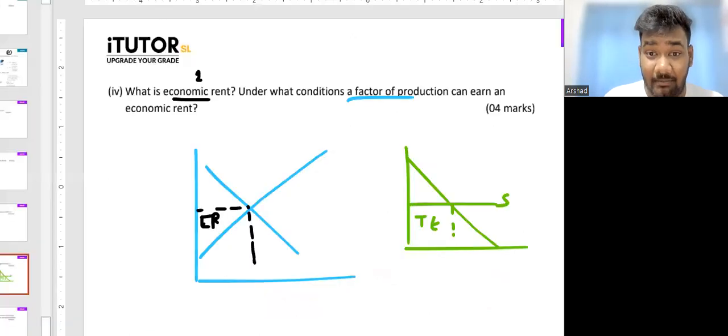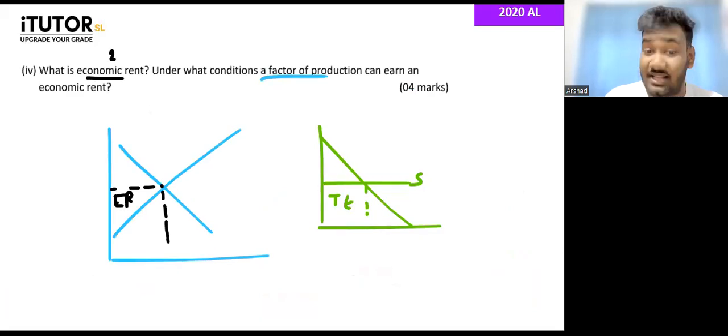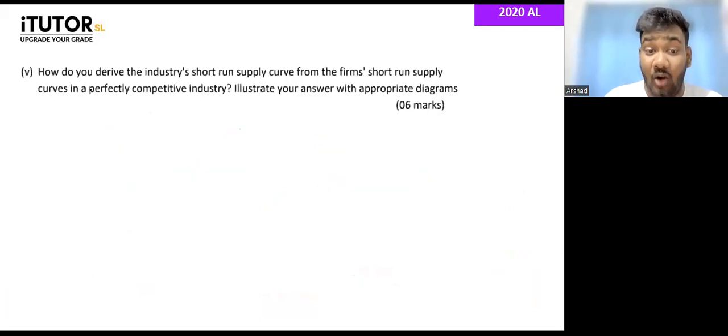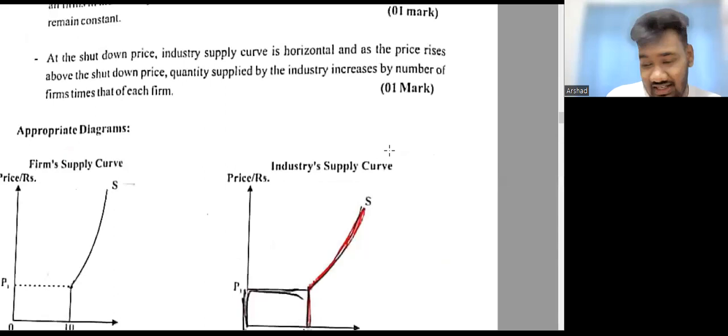Right, we'll come back. This question, I guess you can handle. Then we'll come to the last one. How do you derive the industry's short-run supply curve from the firm's short-run supply curve in a perfectly competitive industry? Illustrate your answer with appropriate diagrams. Now, instead of drawing the diagram, since I have the answer scheme open, let me show you. It's a question that has been repeated again and again.